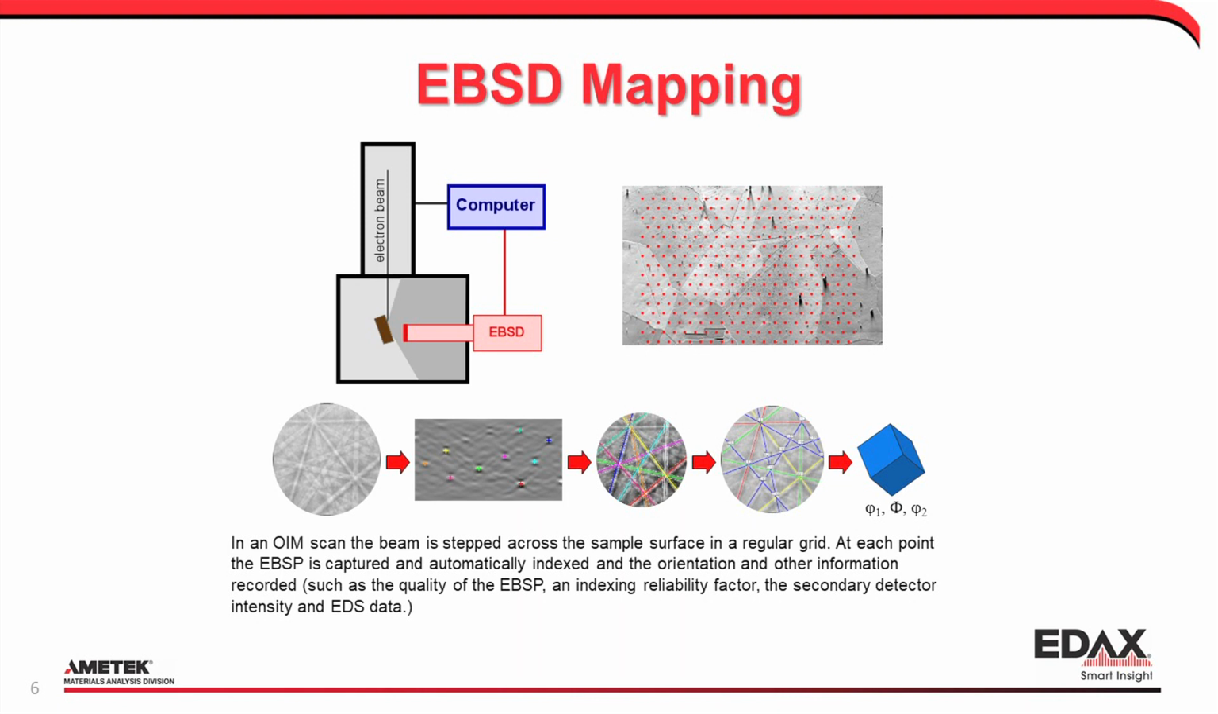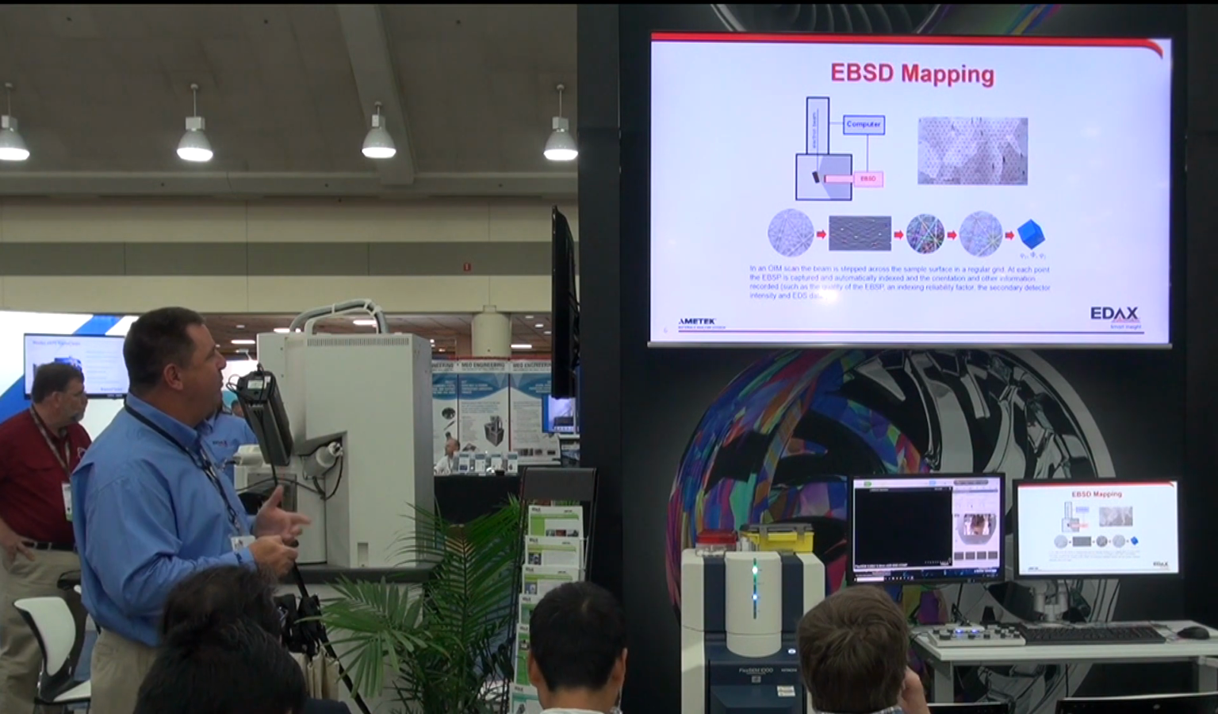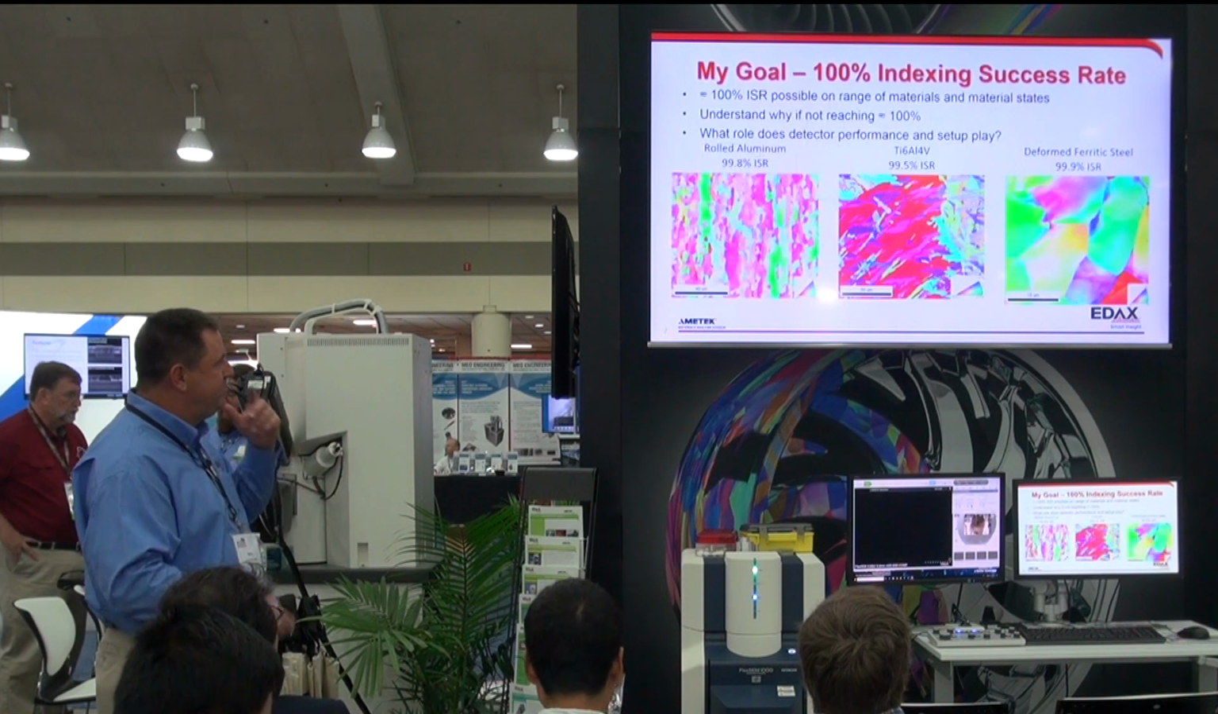what we call a Hough transform to find the position of those diffraction bands. The position of those bands then tell us the crystal phase and crystal orientation. We repeat that for each point. We're able to create maps based on that data.